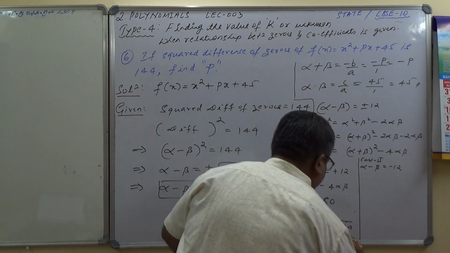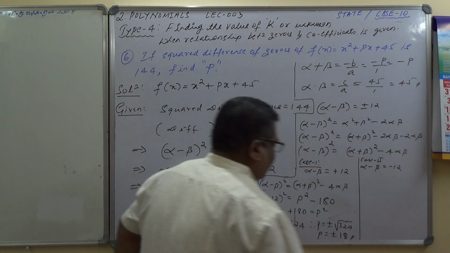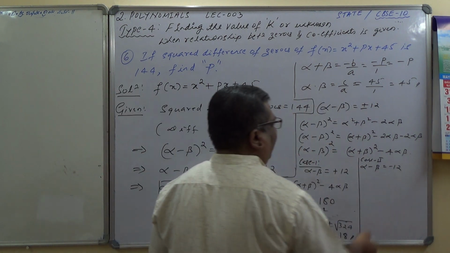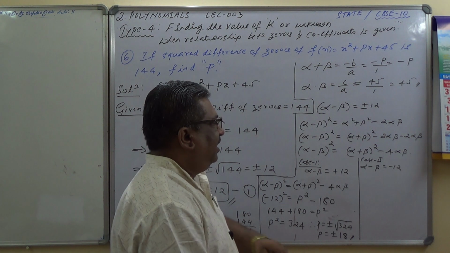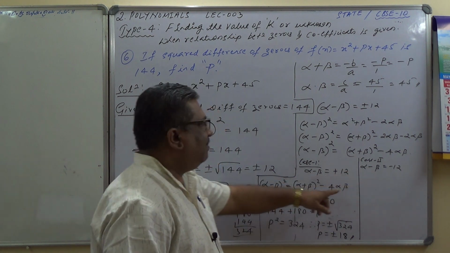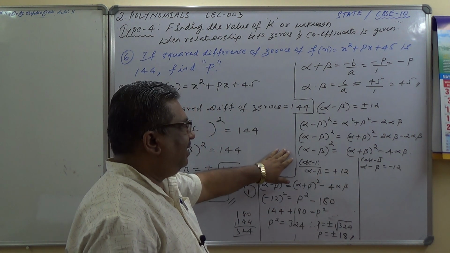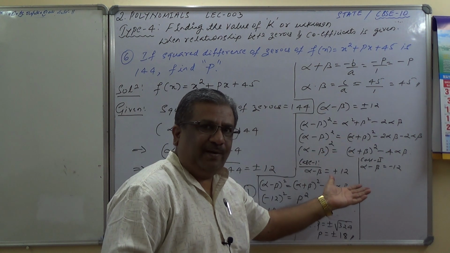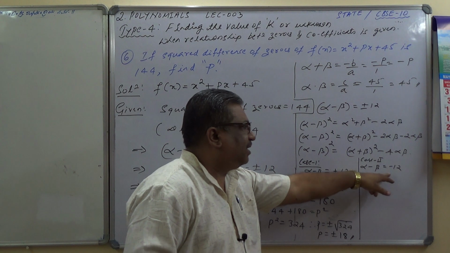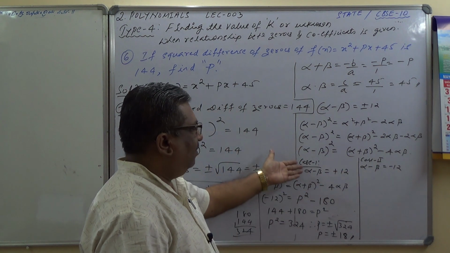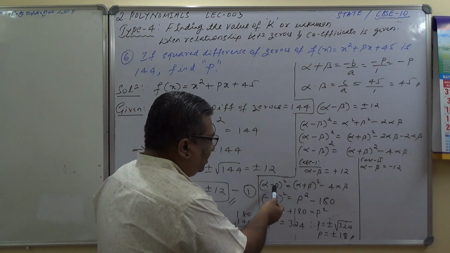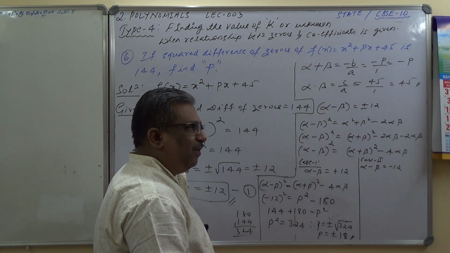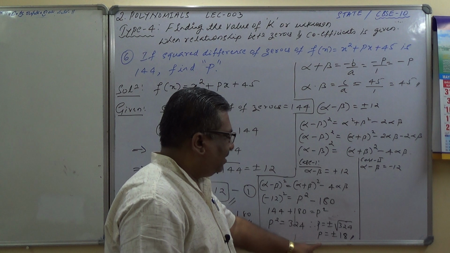Therefore plus or minus 18. This is case 1. Case 2, alpha minus beta is minus 12. See dear students, even if it is minus 12, I am going to end up with the same answer. Why is it so? Because here alpha minus beta the whole square is involved. Whether it is plus 12 or minus 12, whichever value you substitute, if you square it, it is plus 144 only, and therefore the same answer continues.